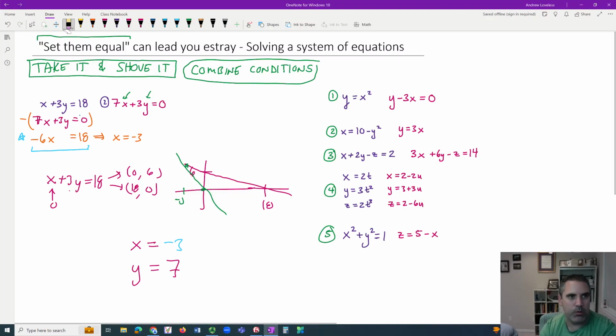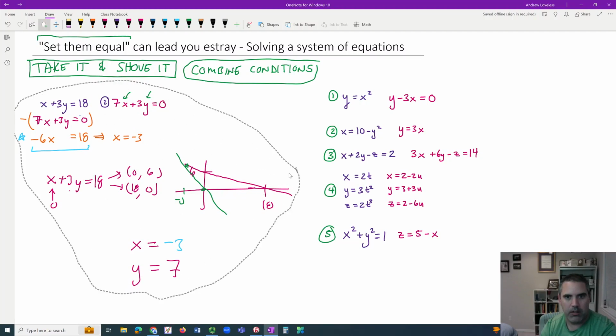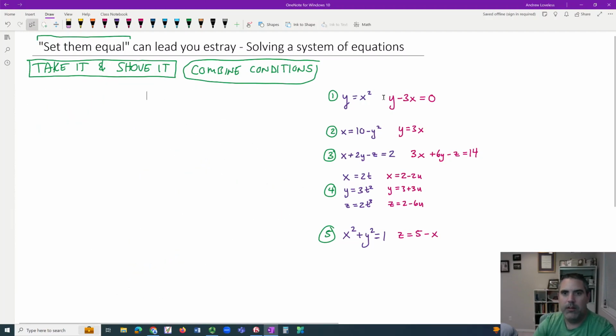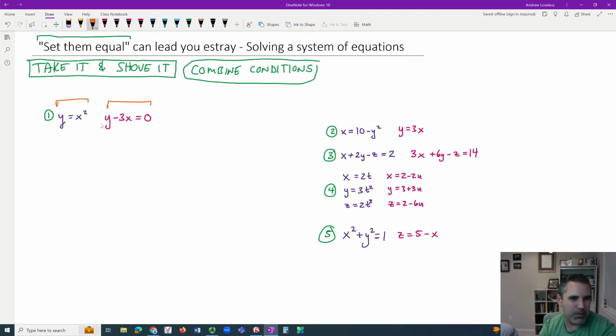Okay, so I would like to move on to some other scenario. Let's get rid of this and grab another one. And as we do more and more, I think you'll understand why I'm worried about the words "set them equal." Okay, so here's a situation that bothers students. They've got these two conditions. There's a parabola and a line. What bothers them is it doesn't look like a line.